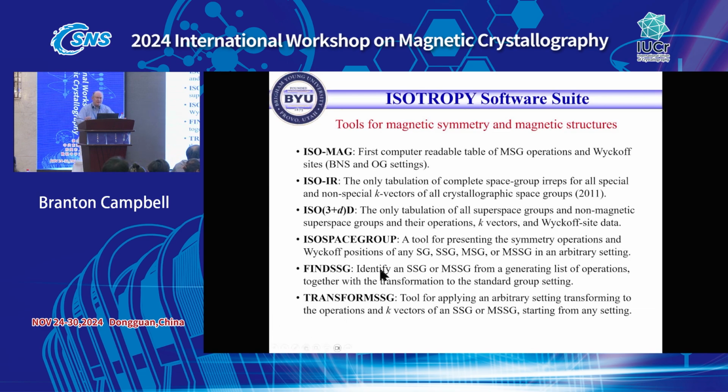FIND SSG. This is a tool where you can take a list of operators. It's often the case when you work on an incommensurate magnetic structure that you get a list of operators, maybe from Jana, and you wonder what is the group for these operators. You can copy the operators and paste them into FIND SSG to find the answer. And then TRANSFORM SSG is a tool for manipulating the settings of superspace groups and magnetic space groups, starting from any reference point.